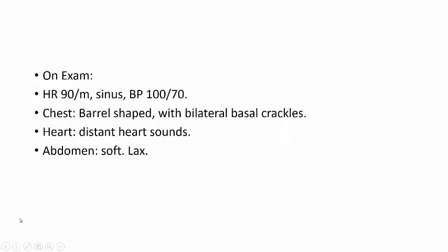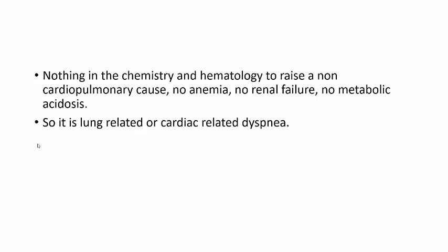On examination, heart rate 90 per minute, sinus, blood pressure 100/70, barrel-shaped chest with bilateral basal crackles, distant heart sounds, abdomen soft and lax. In the chemistry and hematology, there is nothing raised to suggest a non-cardiopulmonary cause. There was no anemia, no renal failure, no metabolic acidosis. So is this patient's hypoxia and dyspnea related to the heart or related to the lung? It's cardiac or chest related.